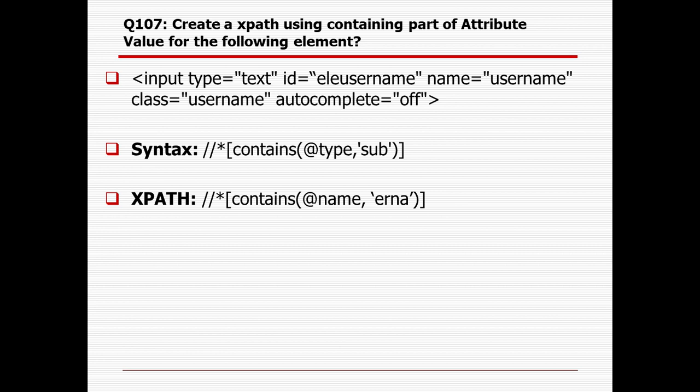Similarly to the CSS selector, how can you create the XPath using the contains attribute value? For that, you need double slash, star or the tag name, then contains, a particular word, and at the rate type and subtype, a particular name or type. So here you can say double slash star, contains, word, at the rate name. I want to identify using the name and part of the name. That's how you can create the XPath using the contains word.